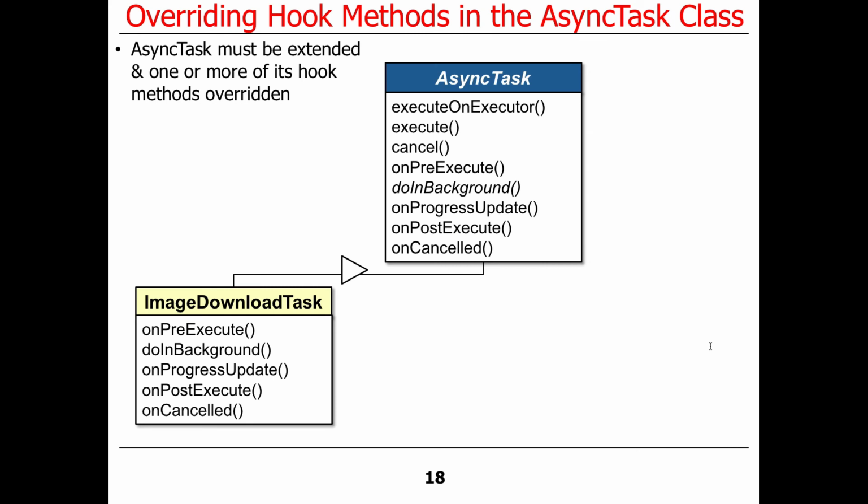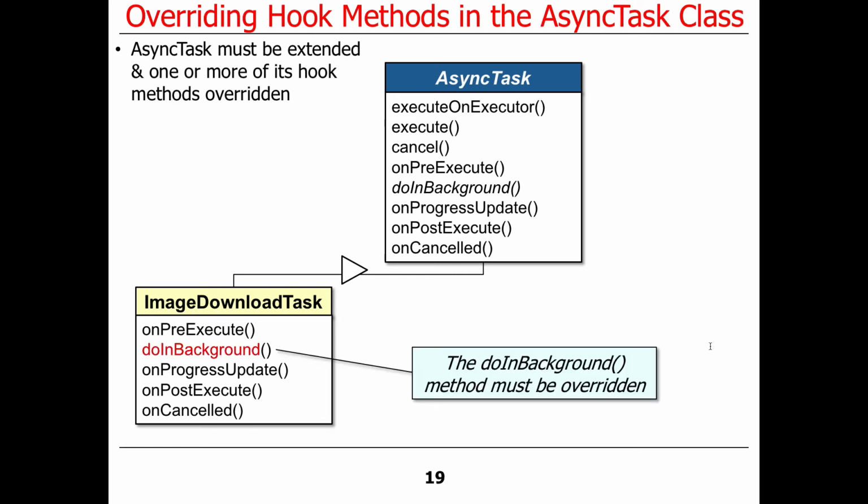Let's talk about how you override them. So AsyncTask must be extended, and there's various ways to do that, and you have to override one or more of its hook methods. So let's see how this works. So here's AsyncTask, and then here might be a specific instance of AsyncTask called ImageDownloadTask. The doInBackground method must be overridden. If you don't override that, nothing useful gets done. So you have to override that. That's a protected method that has no default implementation, so it's abstract. So you have to override it. That method has to be overridden in the subclass.